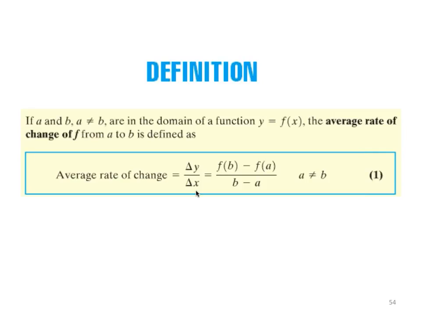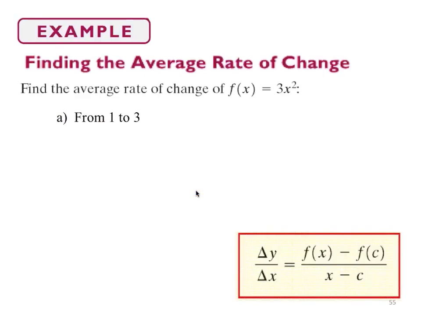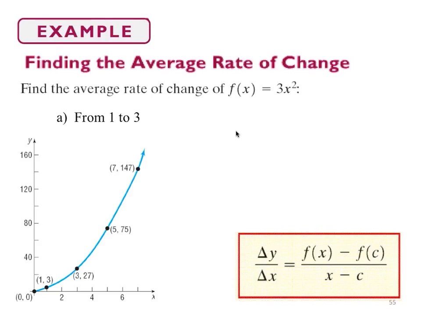Now, this might look familiar, hopefully it does. This is actually just your slope formula, okay? So we have the formula kind of written on the bottom right over here, and we want to find the average rate of change of f of x equals 3x squared from 1 to 3. So one thing we could do is we could look at our graph, and we could kind of see we're going to have f of 3 minus f of 1 over 3 minus 1.